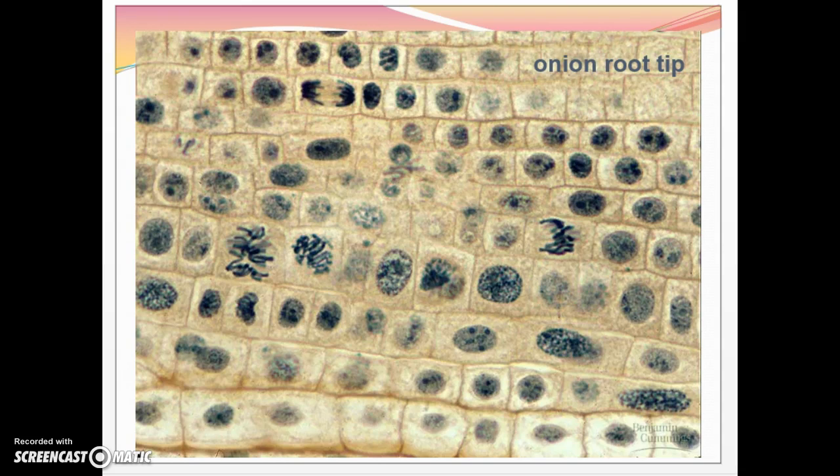These are more pictures of plant cells going through different phases of mitosis. So you can quiz yourself and see how many you can figure out, but it's pretty clear on some of these what's going on.